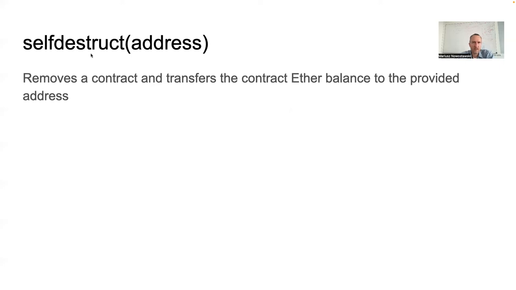Self-destruct is very important. So this one tries to remove the contract and transfers all the current value of the contract to the given address, right? So whoever is self-destructing the contract will get the final transfer of all the tokens which are in that address to the new address, which is a parameter of that call. So each contract is deployed on a particular address, and then this address holds the tokens which are transferred into the contract.